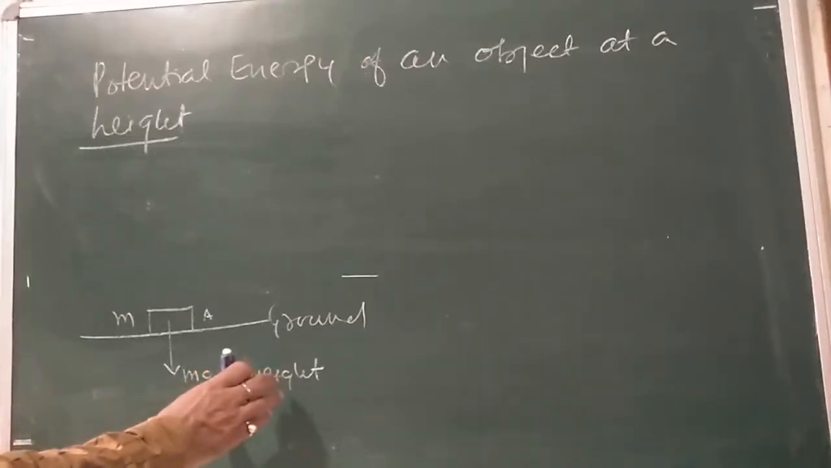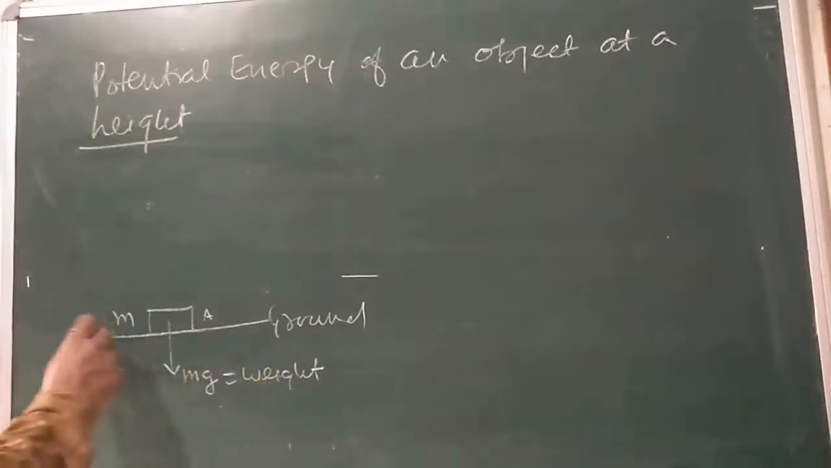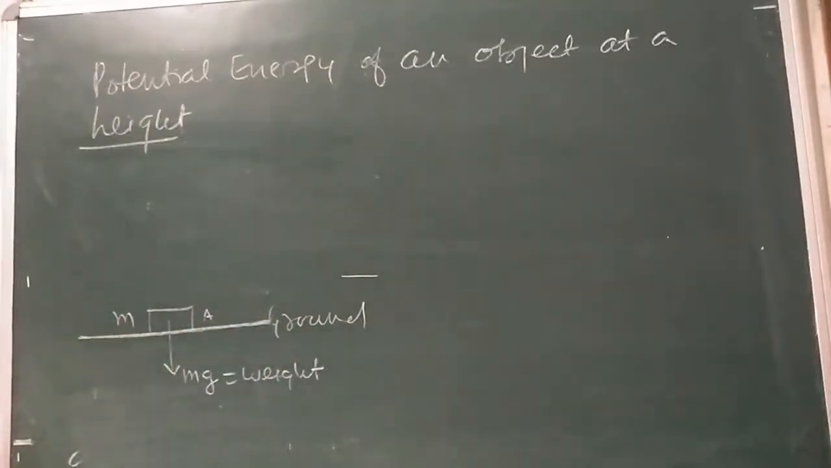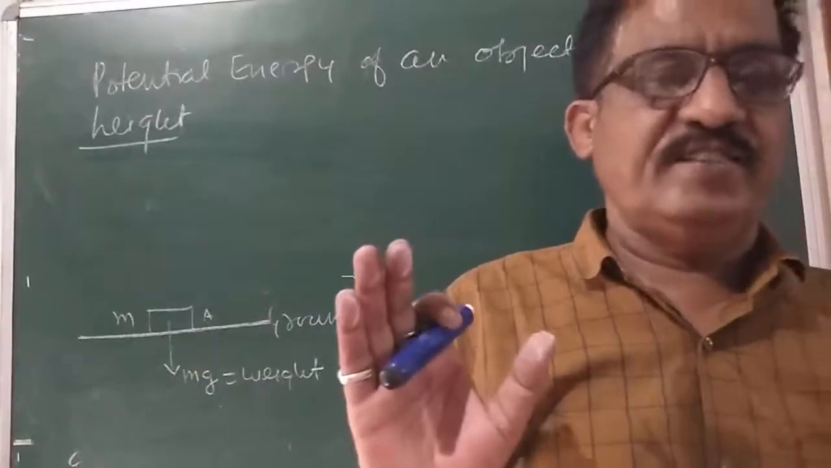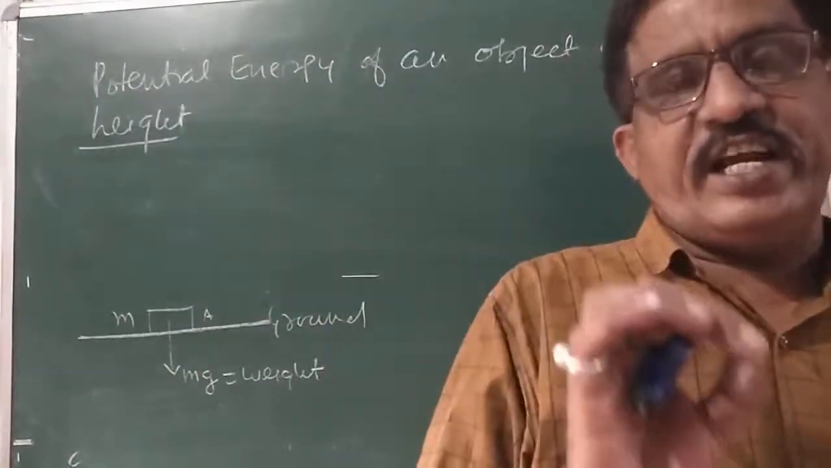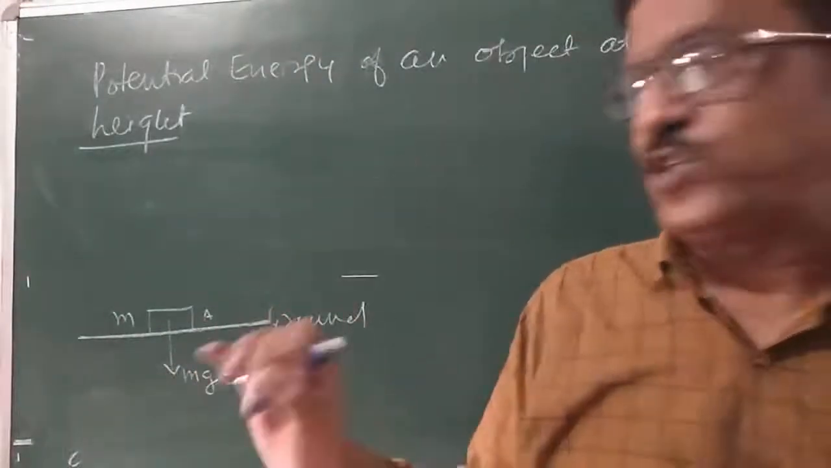Value of acceleration due to gravity remains constant near the surface of the earth. We know that. So the weight of the object remains constant on the surface of the earth. Is it clear? Acceleration due to gravity is constant near the surface of the earth. So weight of the object is constant here.